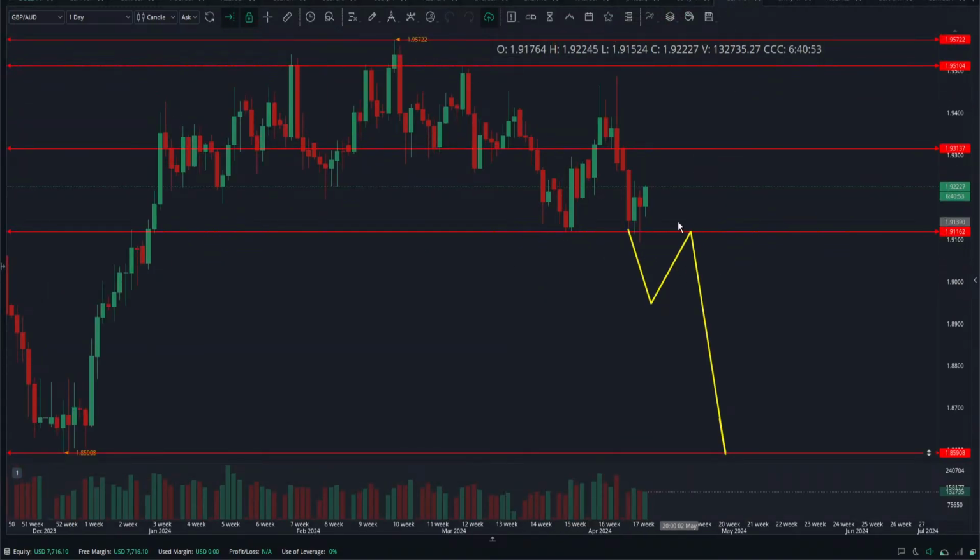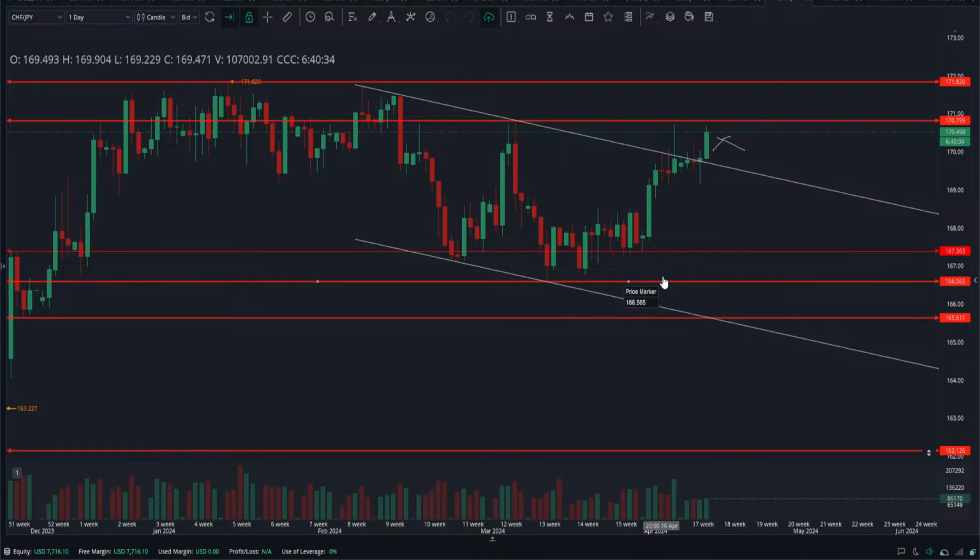GBPAUD, this liquidity on the downside is taken. A little rise and then sell off is expected in the GBPAUD. Higher resistance 1.9313 and lower support 1.9116. Price breaking and closing below 1.9116 will open up the way for 1.8590.